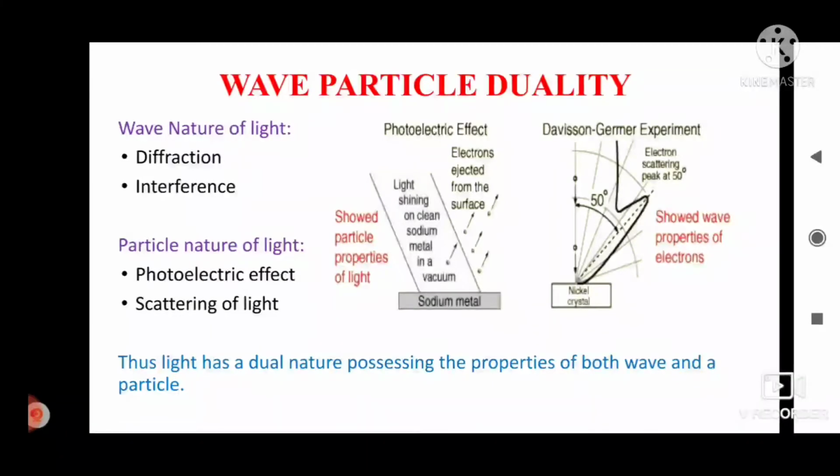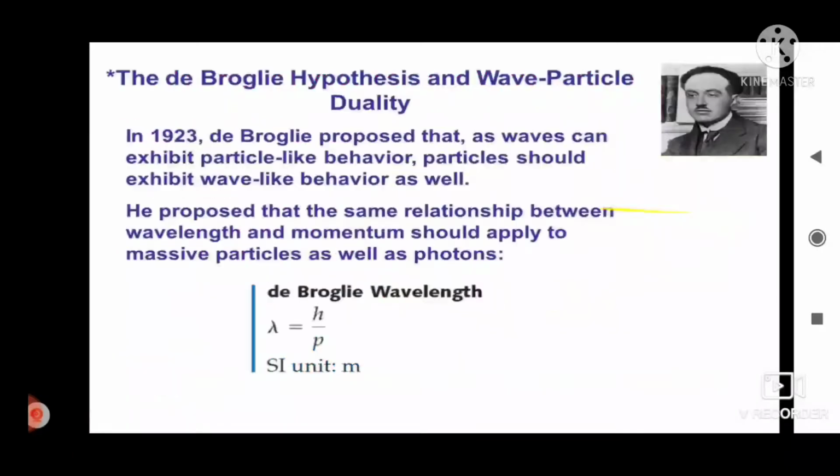We have studied that light or radiation possesses dual nature. Experimental phenomena like diffraction and interference typically project out the wave character of radiation, and the phenomenon of photoelectric effect clearly establishes its particle nature. Therefore, light has dual nature, possessing the properties of both wave and particle. And thus we are going to discuss the topic of the de Broglie hypothesis and wave particle duality.